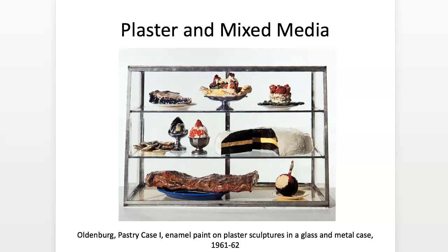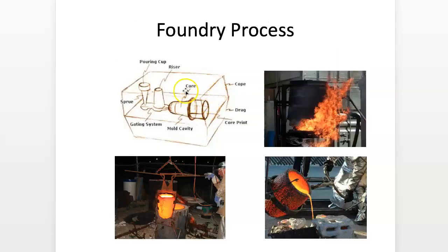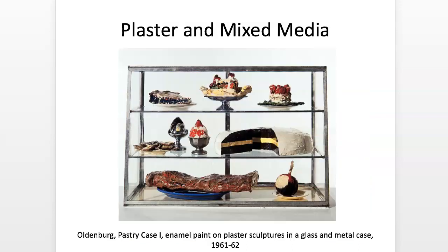It's also resistant to heat, so it's part of the foundry process. A lot of traditional molds, or the refractory, are made of part plaster and part sand. So pretty interesting stuff for a sculpture studio.